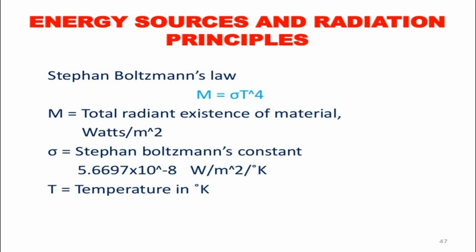As per the Stefan-Boltzmann law, the total radiant exitance of the material is in watt per meter square. There are different types of energy emitted by different objects. The Stefan-Boltzmann constant is 5.6697 into 10 raised to minus 8, and T is equal to the temperature. So it should be noted that the amount of radiation generated by the object depends on its temperature.